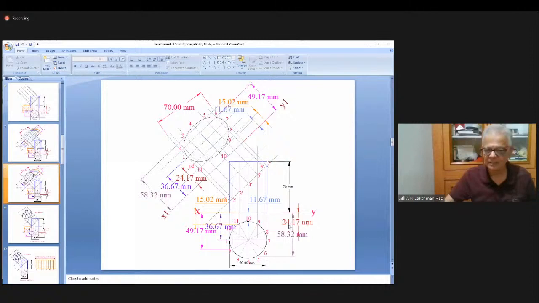So don't worry about the sectional top view. They should not ask. This itself takes a lot of time. How can they ask for a section again? Don't worry. Afterwards, I have to go for the development. Now, I go to the development.